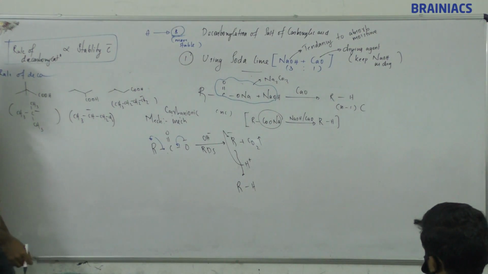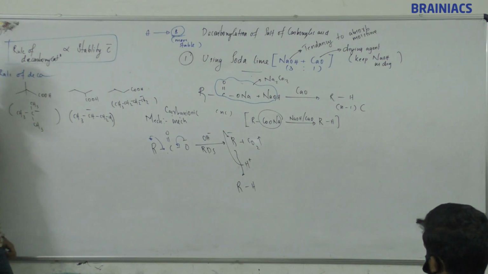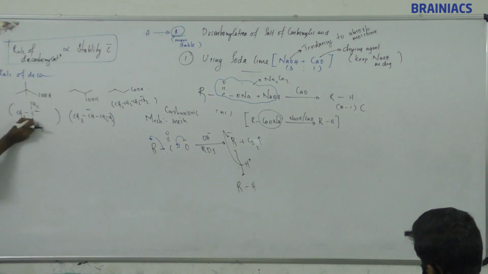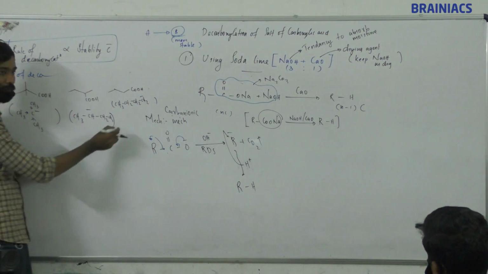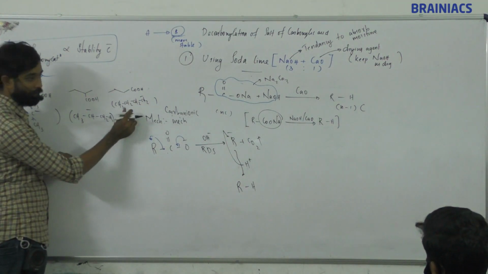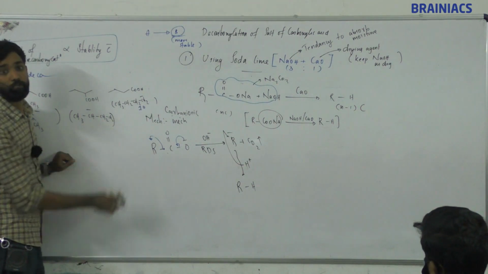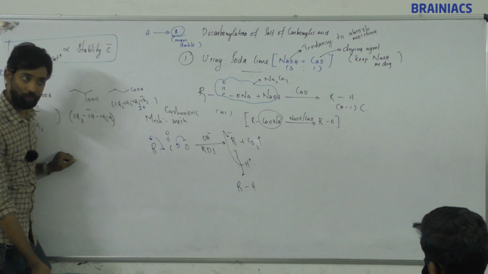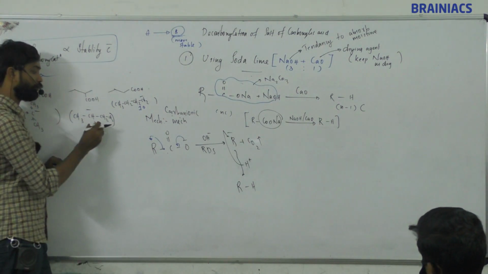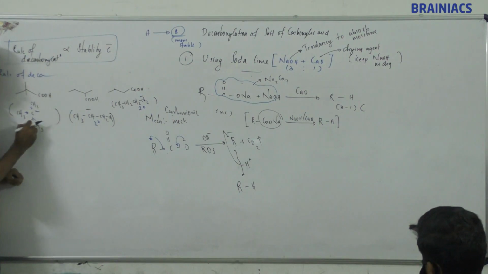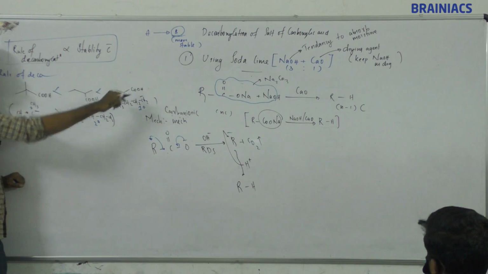Which carbanion is more stable? In the case of carbanion, the donating effect destabilizes. So which carbanion is more stable? Primary. In the case of carbon radical and carbocation, tertiary is more stable, whereas in the case of carbanion, primary is more stable than secondary than tertiary. So the rate of decarboxylation will be like this.